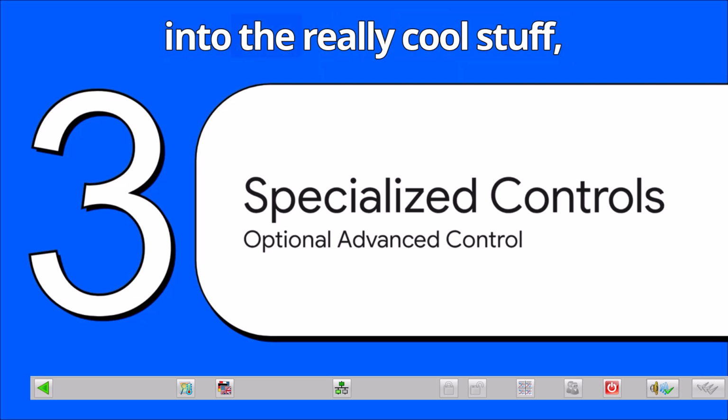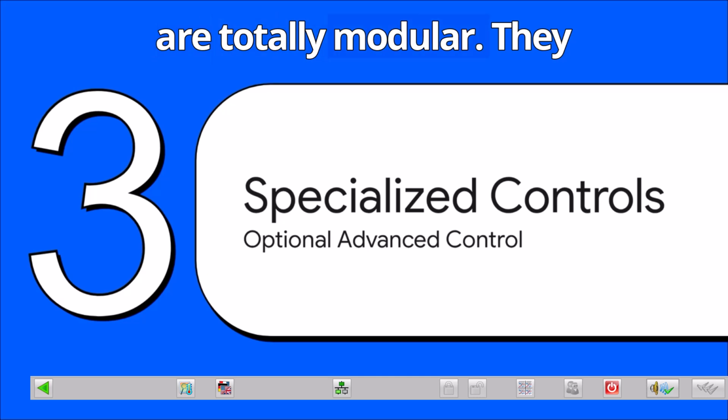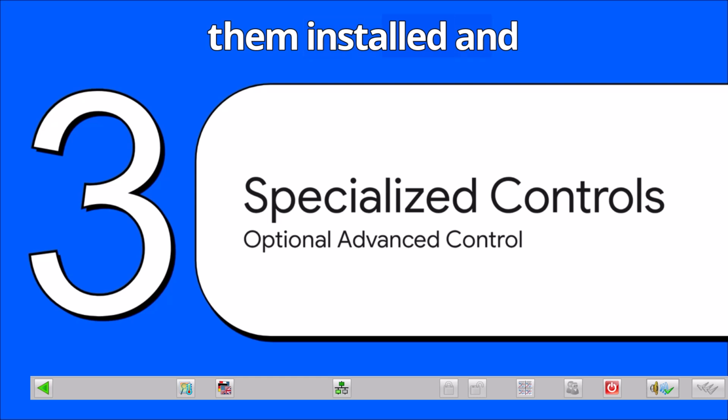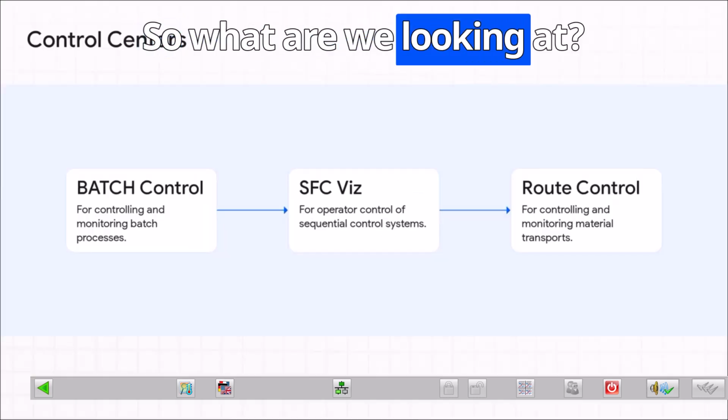Okay, now we're getting into the really cool stuff, the optional controls. These next few buttons are totally modular. They won't even show up unless you've got the specific software packages for them installed and licensed. It's like adding expansion packs to a game. So what are we looking at?